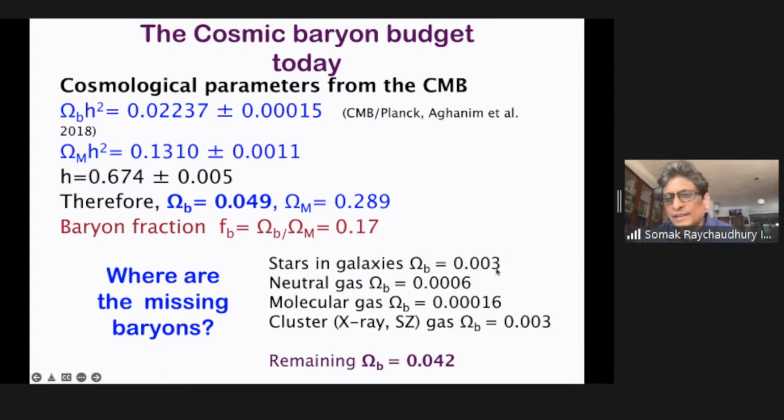So these are all the stars in the galaxies. And I'm trying to find an omega that is 0.049, right? So you can see a very small fraction of the baryons are in the form of stars. If you take the neutral gas, which is the gas that emits radio waves, it's atomic hydrogen, and it's this amount. If you take the molecular gas, the gas that's in molecular clouds in galaxies, that will.